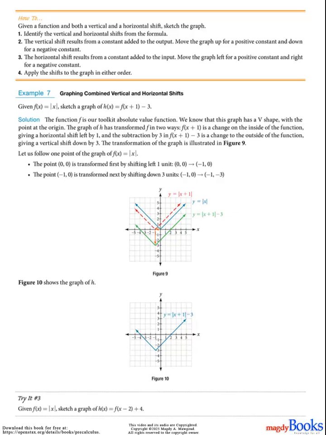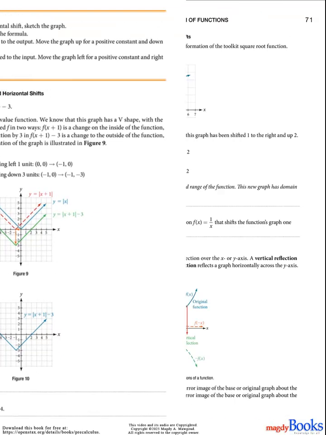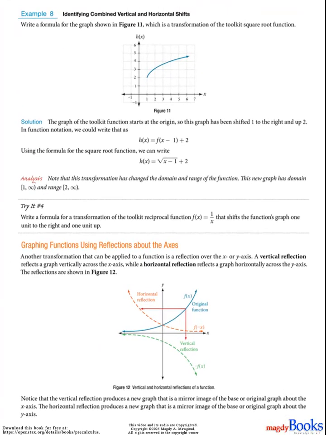Try it number 3. Given f of x equals the absolute value of x, sketch a graph of h of x equals f of x minus 2 plus 4. Example 8. Identifying combined vertical and horizontal shifts. Write a formula for the graph shown in Figure 11, which is a transformation of the toolkit square root function.